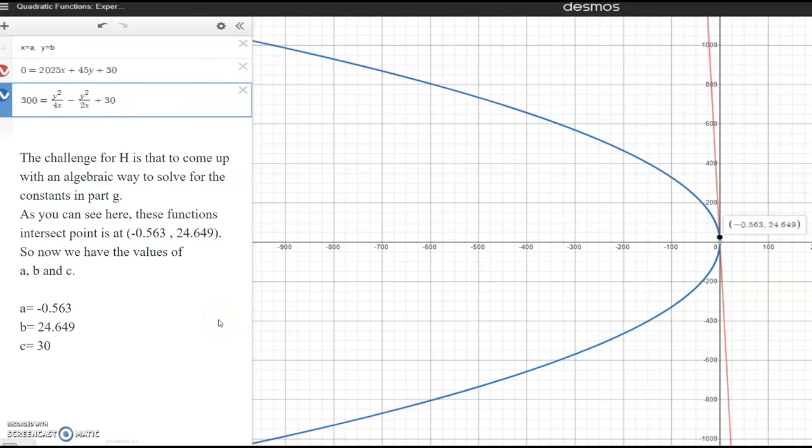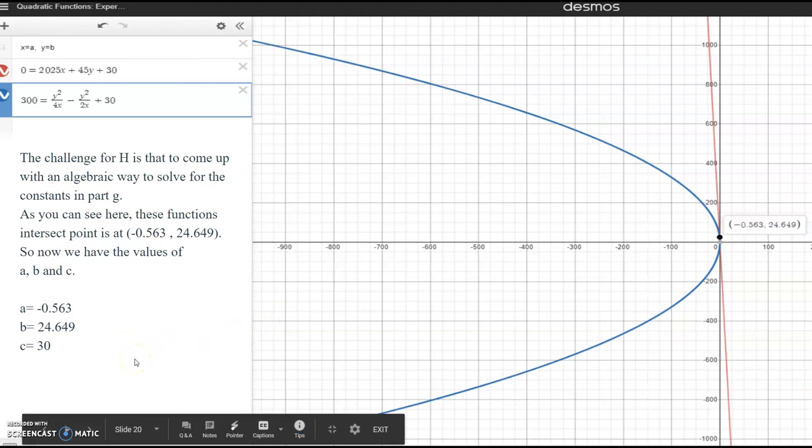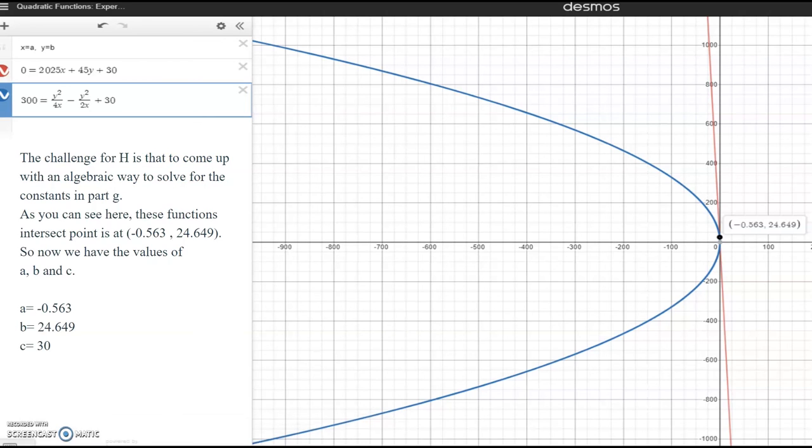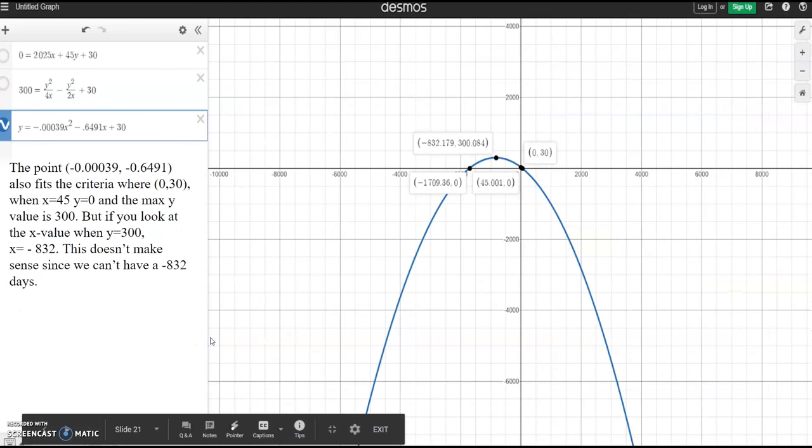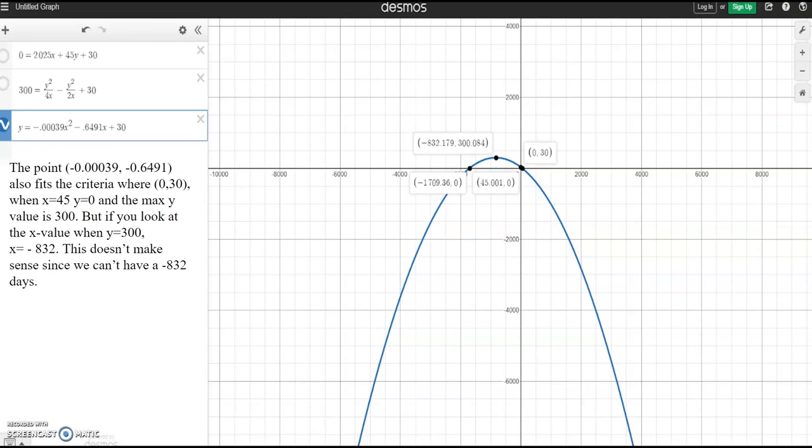The challenge for part h is to come up with an algebraic way to solve for the constants in part g. As you can see here, these functions intersect at the point (-0.563, 24.649). So now we have the values of a, b, and c, where a is equal to -0.563, the value of b is 24.649, and our vertical intercept value for c is 30. There are two possible points that we can come up with. The point (-0.00039, -0.6491). It fits the criteria.